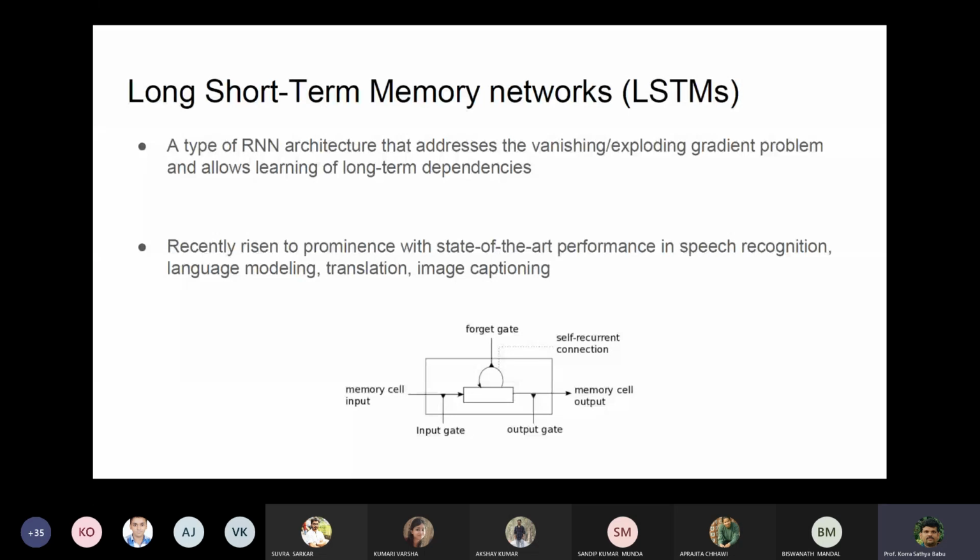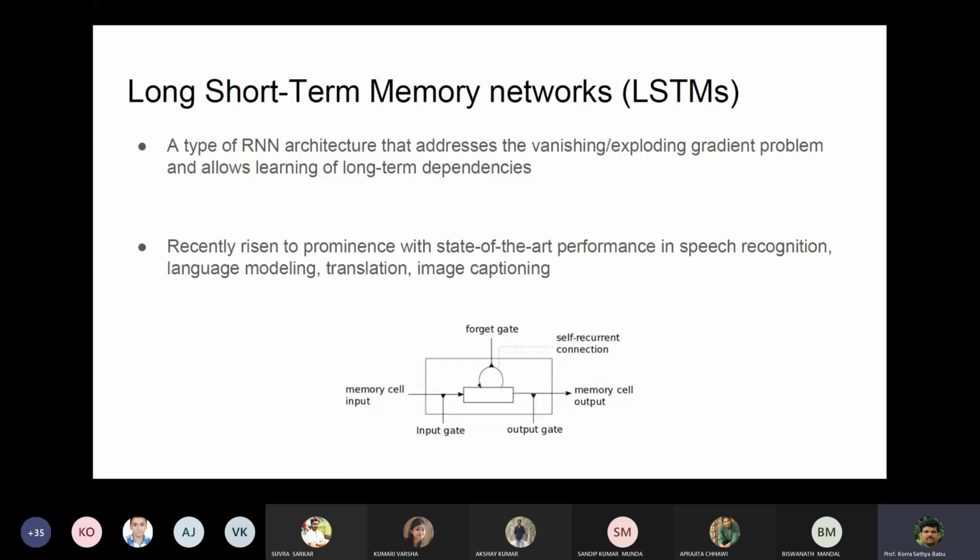There are some dependencies, but conventional RNNs do not hold these dependencies. It is because they lack memory. It only passes through a squashing function, only one squashing function, and ultimately it attains the result. Whereas now we will enter into a new concept, long short-term memory networks, which is a type of RNN architecture that addresses the vanishing or exploding gradient problem and allows learning of long-term dependencies.